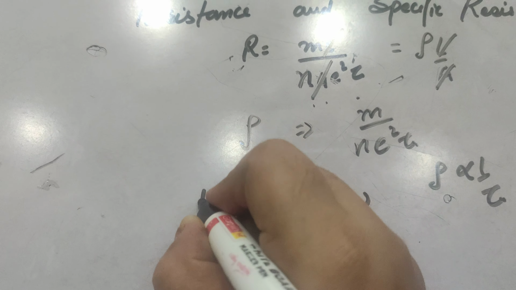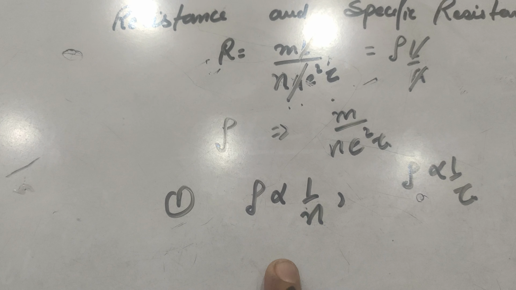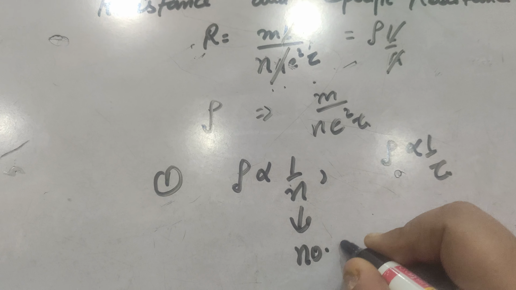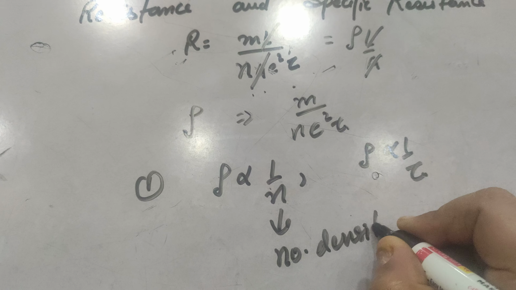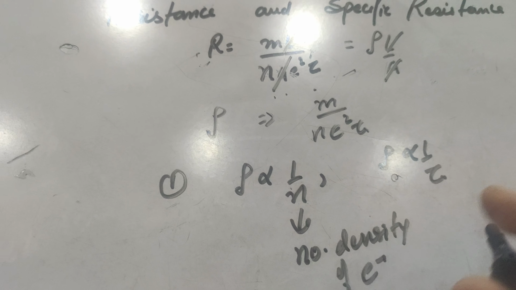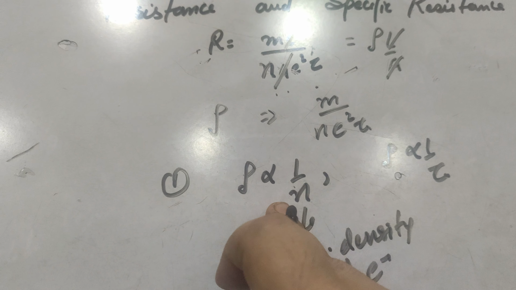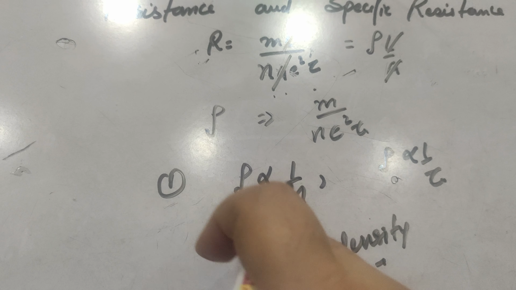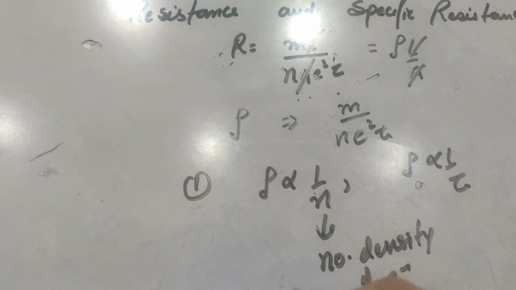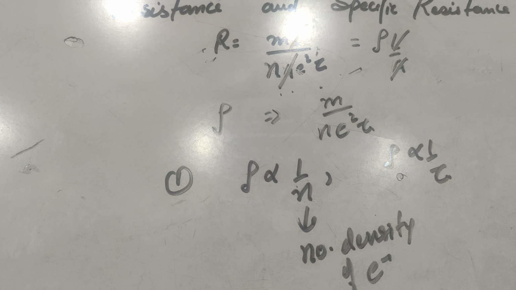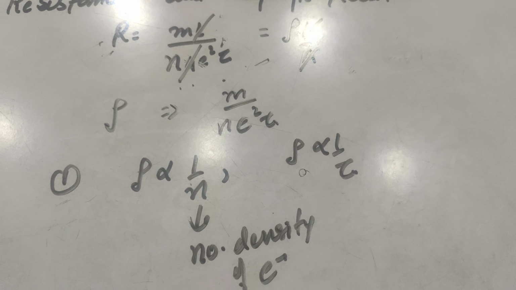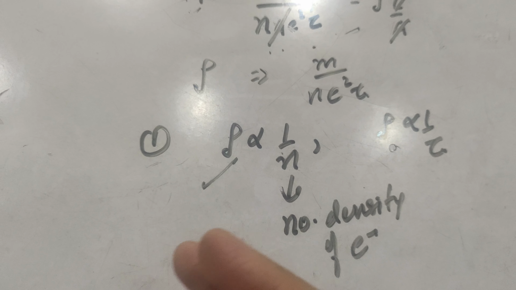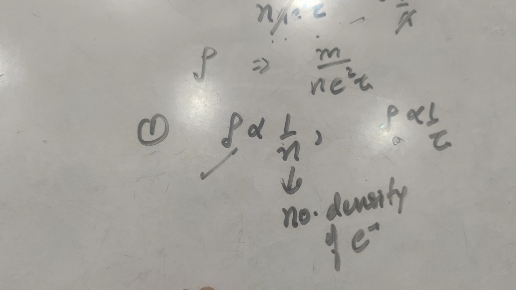So firstly, if we want to explain this, rho inversely proportional to n, where n is the number density of electrons, right? In this case, more is the number density of electrons, that is more are the number of free electrons, lesser is the resistance. So since free electrons are more, more current will flow, and hence the resistivity or resistance offered by the conductor will reduce.